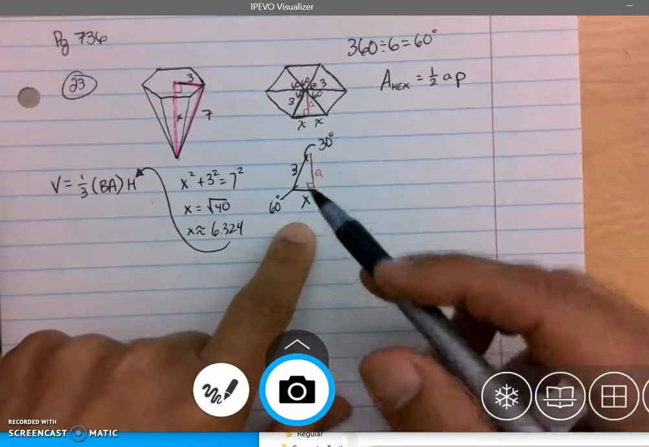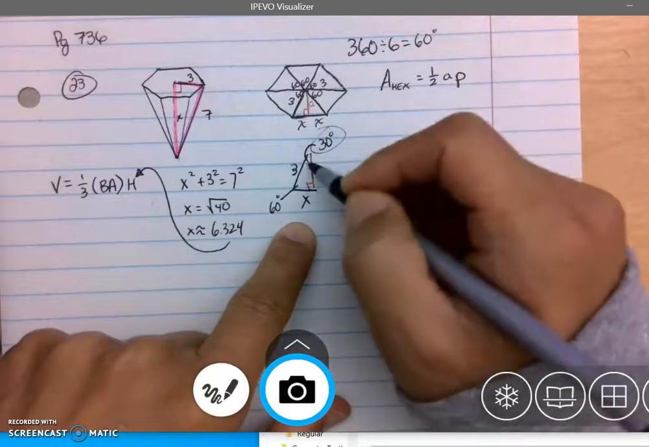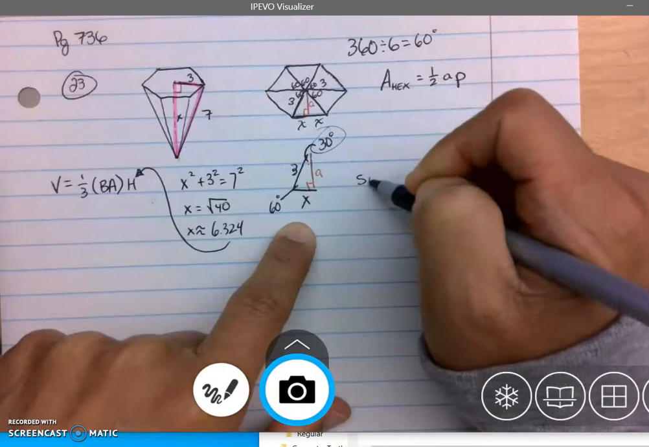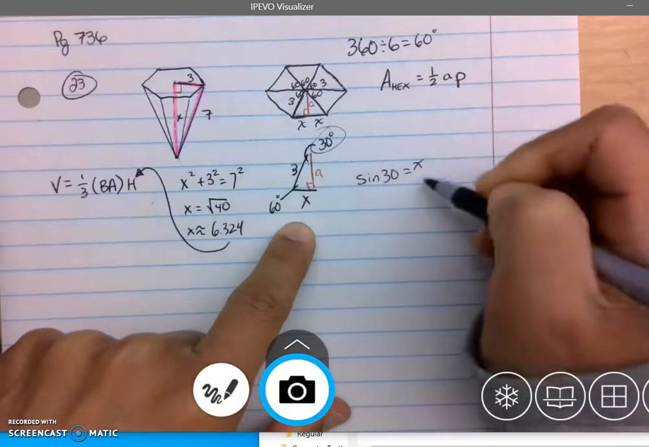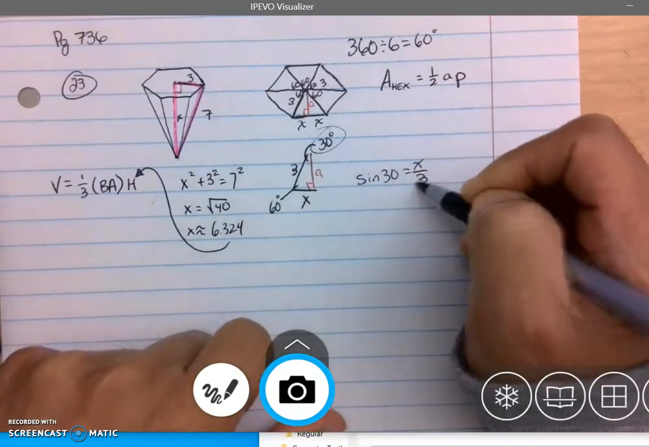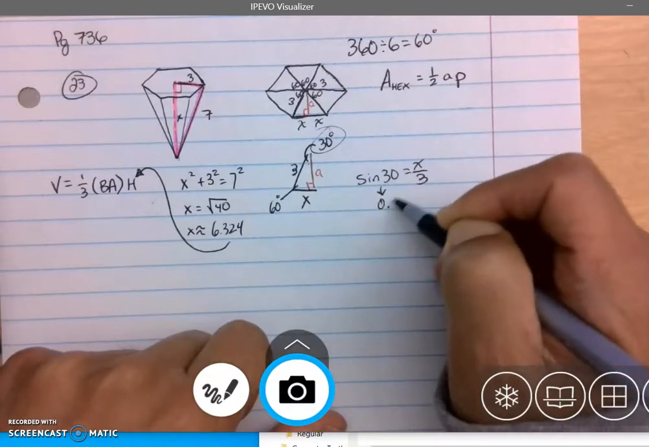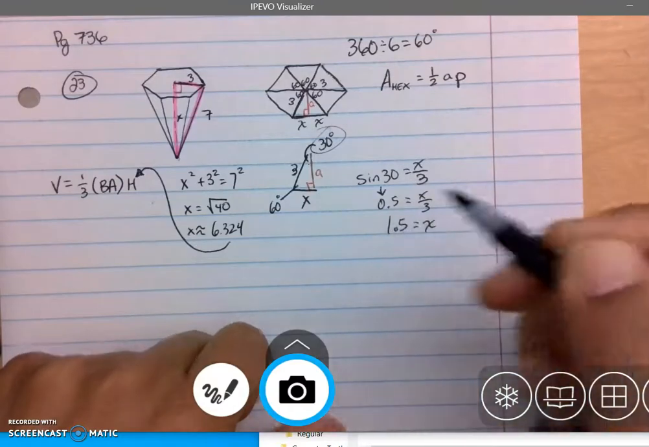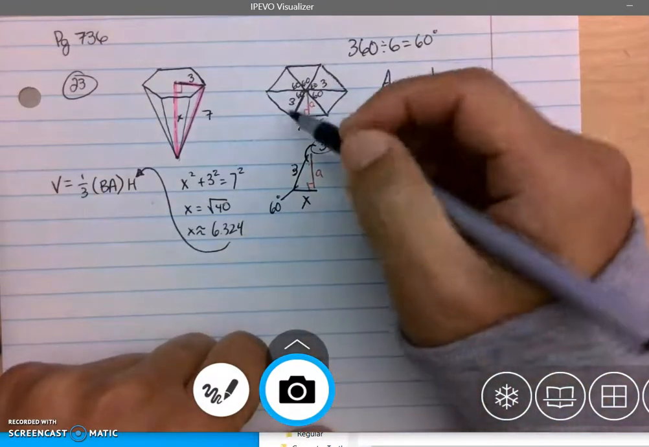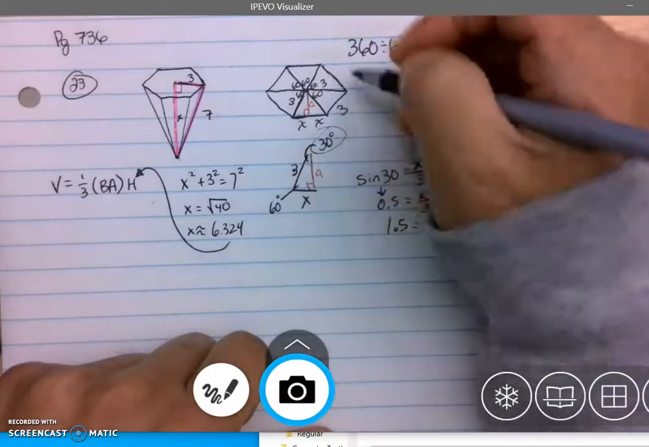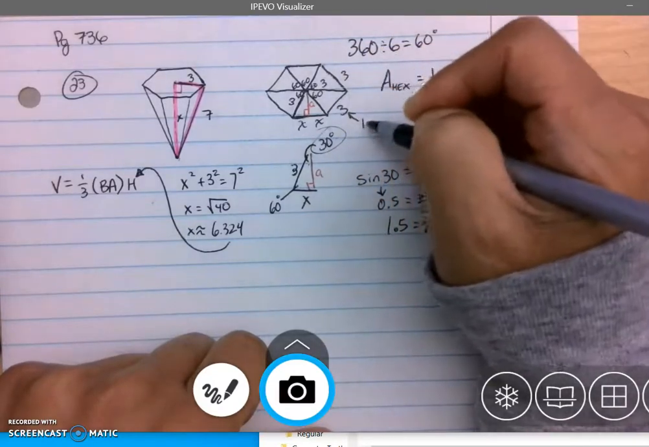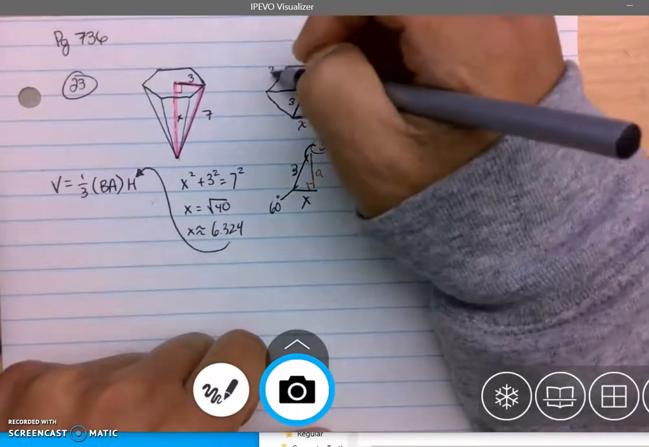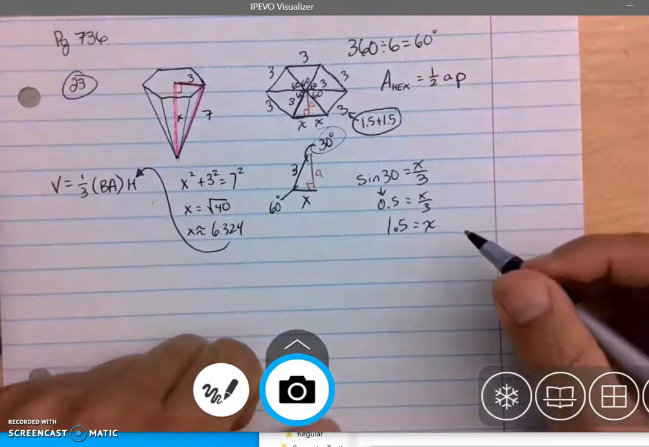Let's solve for x first. Let's go with, stand at the 30 degrees, I'll go opposite over hypotenuse. We're going to say sine of 30 degrees is opposite x over hypotenuse 3. This happens to be 0.5, and it turns out x is 1.5. And so if I go 1.5 plus 1.5, that is 3. Again, how do you get the 3? That's 1.5 plus 1.5. And that's 3. So we can easily figure out the perimeter by adding up all the 3's.